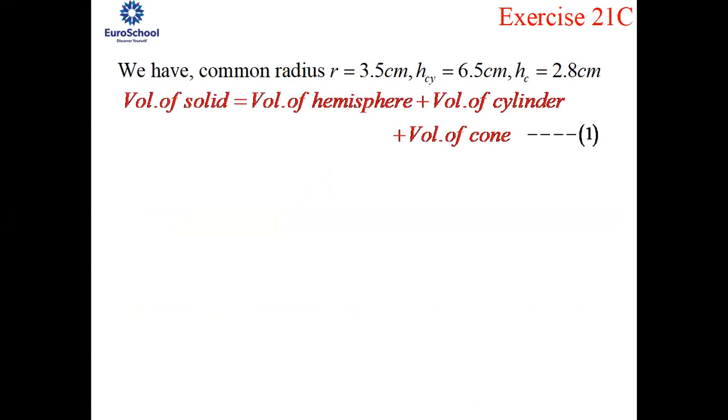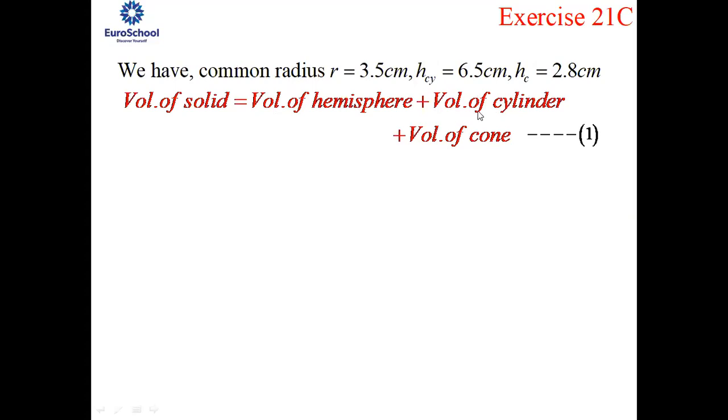What will be the formula for the volume of the solid? It will be the volume of hemisphere plus volume of cylinder plus volume of cone. Now we know the formula of all these. What is the formula for the volume of a hemisphere? 2 by 3 pi r cubed, cubic units.